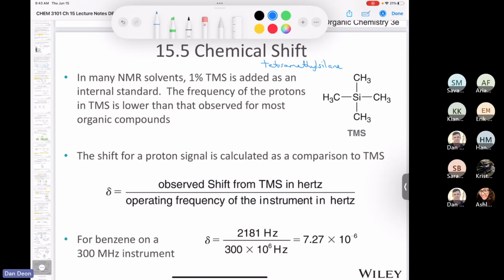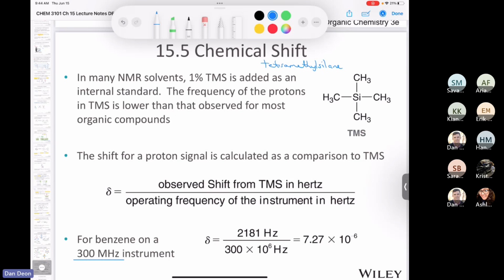Since different spectrometers are going to use magnets with different operating frequencies, what we do is we measure the chemical shift with respect to TMS, or tetramethylsilane, in hertz, and then we divide that by the operating frequency of the spectrometer. So let's say you're using a 300 megahertz instrument.